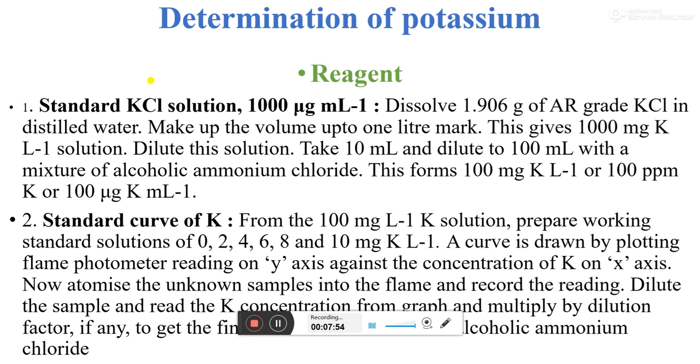For the second one, the standard curve of potassium: from the 100 milligram per liter potassium solution, prepare working standard solutions of 0, 2, 4, 6, 8 and 10 milligram potassium per liter. A curve is drawn by plotting the flame photometer reading on the y-axis and concentration of potassium on the x-axis. Now atomize the unknown samples into the flame and record the readings. Dilute the sample, read the concentration from the graph and multiply by the dilution factor.